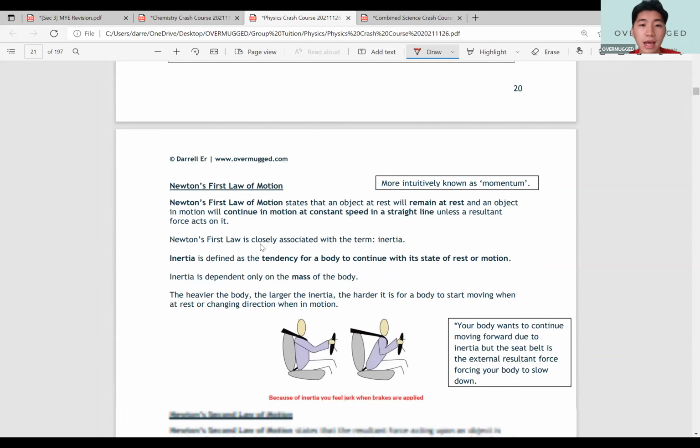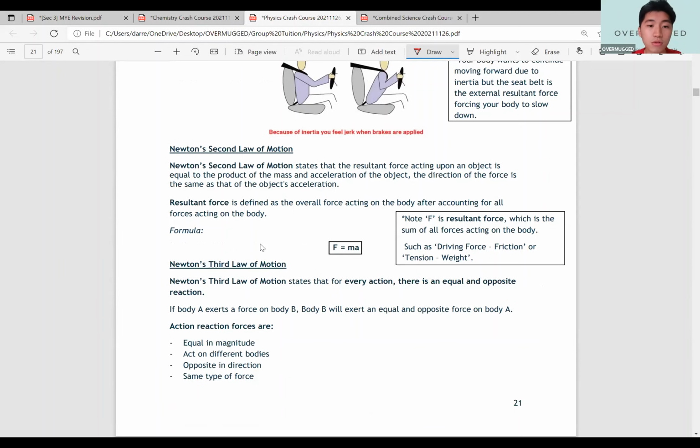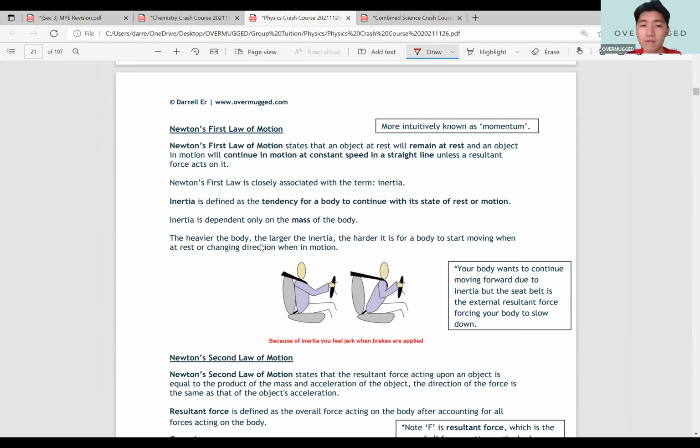Now, there are a total of 3 Newton's laws. For those taking combined physics, you do not need to know the third law. Okay, but let's talk about the first 2 laws first. Now, take note, right? You're not required to memorize Newton's law. But what you'll be tested on is, can you apply Newton's law?